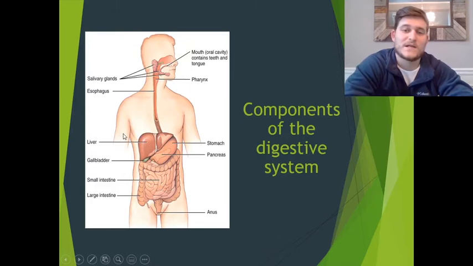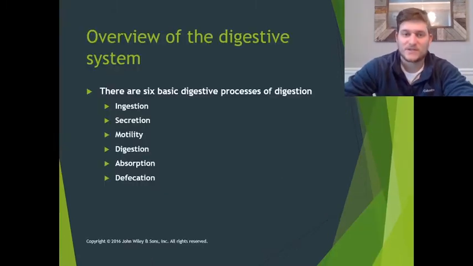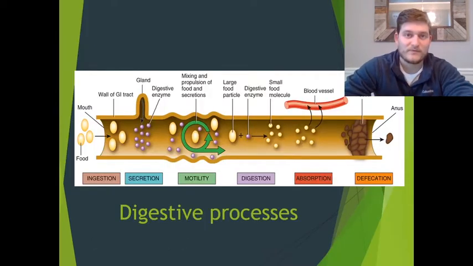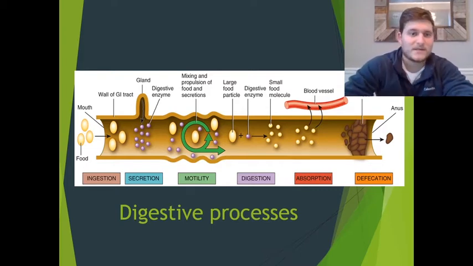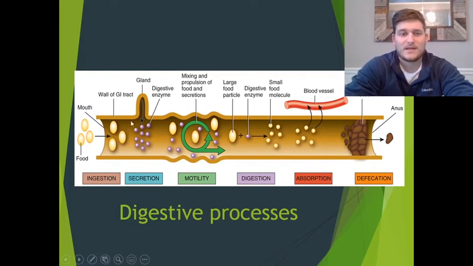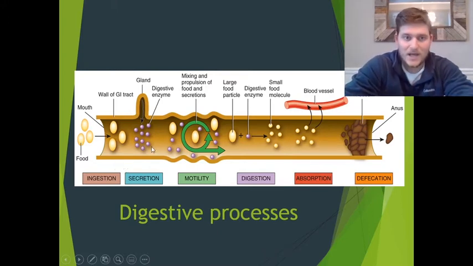their roles in digestion. We have 6 different digestive processes, and I want you guys to make sure that you know what these 6 different processes are. And so once we first take in food and liquid, we will chew it and swallow it, and so that is called ingestion. And then as food makes its way down the GI tract, there are going to be certain glands that release digestive enzymes, and these digestive enzymes are going to help break down this food further. And so the release of those digestive enzymes is called secretion.